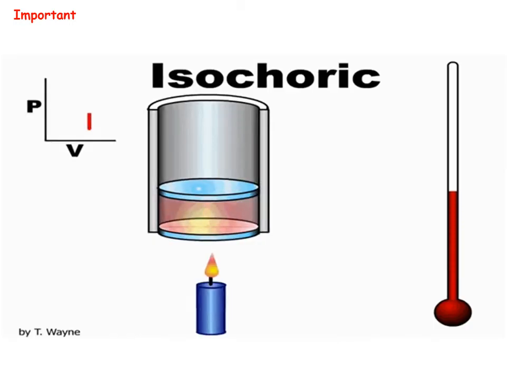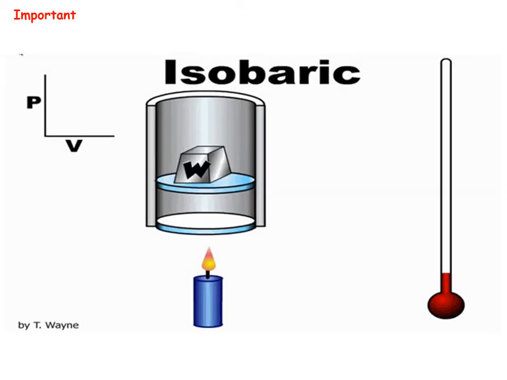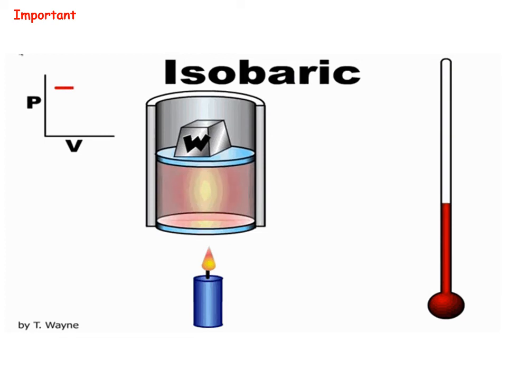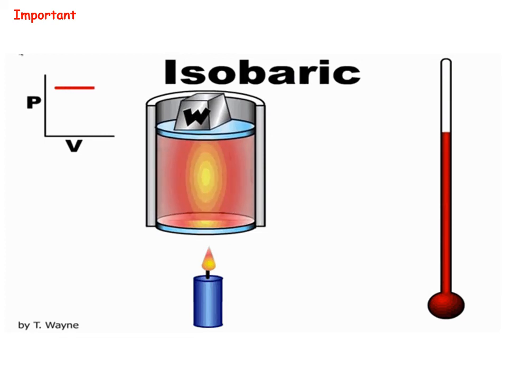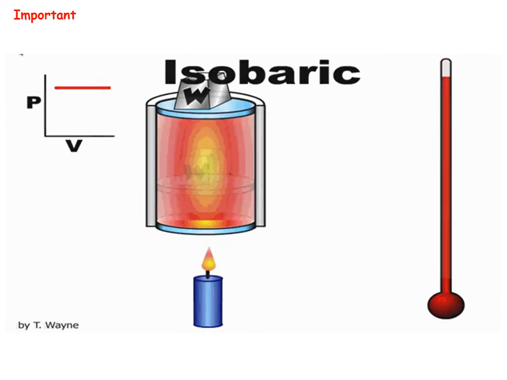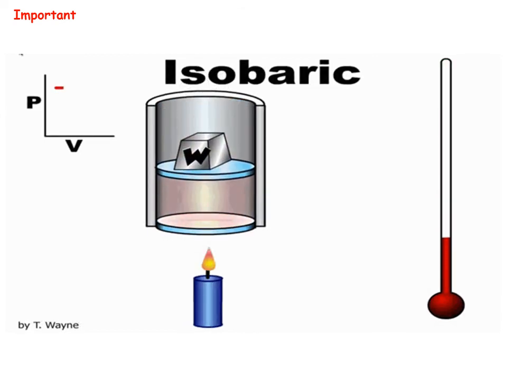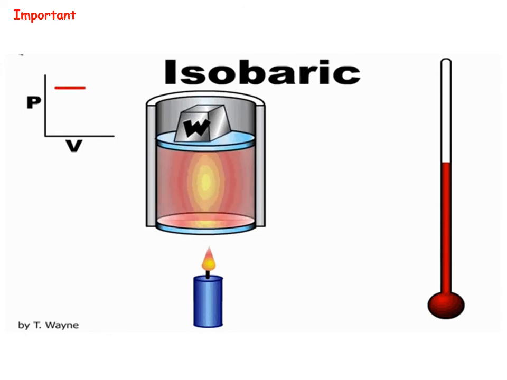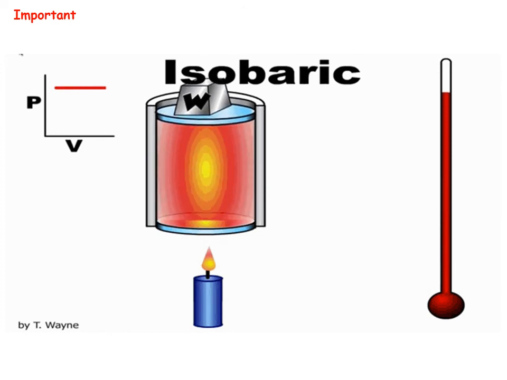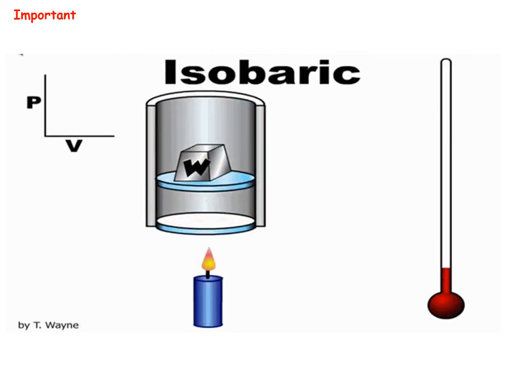Now another process is isochoric process. In this process, the volume is fixed. So what happens? As temperature increases due to application of heat from the surrounding to the system, the pressure increases. Now another process is isobaric process where the pressure inside is kept constant. As we apply heat to the system, the volume increases as well as temperature increases. Such a process is called isobaric process.